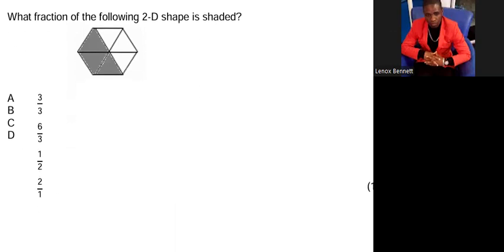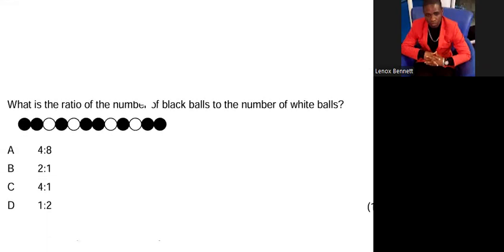All right, this one says, which fraction of the following 2D shape is shaded? So here we have it. 1, 2, 3, 4, 5, 6. So it's a total of 6, and 3 out of 6 is shaded. So 3 out of 6 is the same as a half. So they break it down. So this would be this. The letters are a little bit off too. Right, let's move on to the next item.